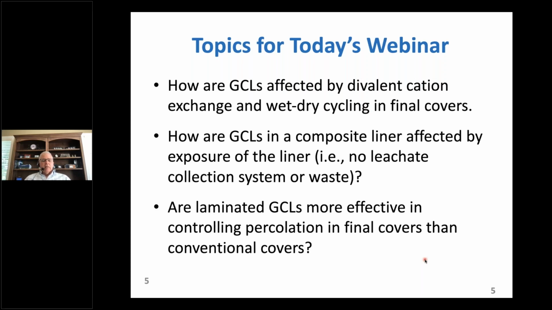And then finally, the third thing I'd like to talk about: are laminated GCLs more effective in controlling percolation of final covers than conventional GCLs in covers? I noticed my last bullet should say than conventional GCLs in covers, and they are. I will bring that out in the first case history we talk about today. And if we have some time at a later date, I will present another webinar digging into the 2 very large-scale field experiments on the interior of GCLs at a mining site in the Western United States.